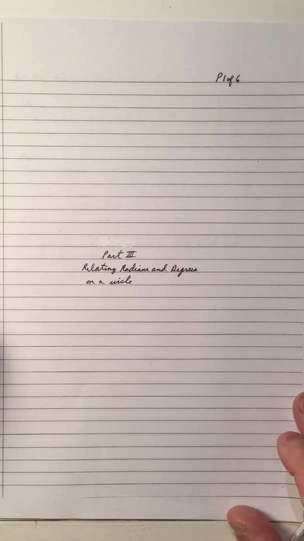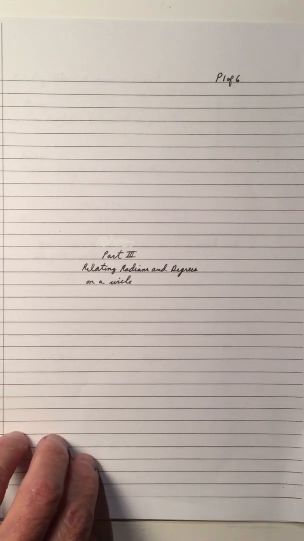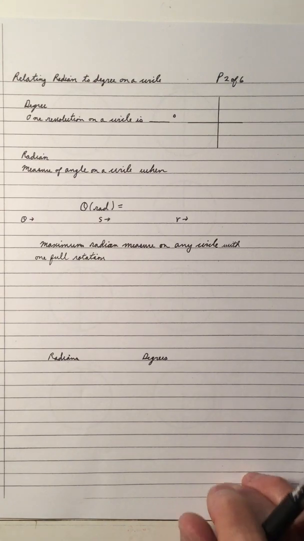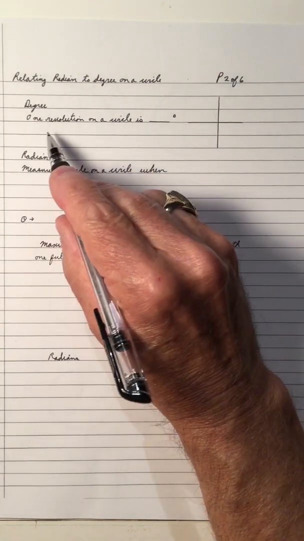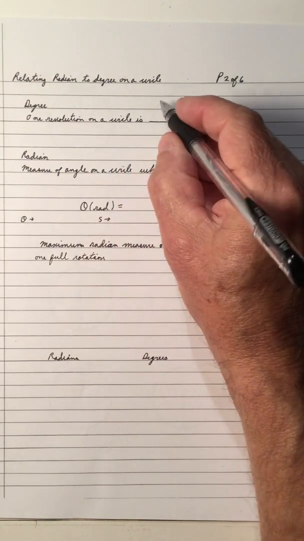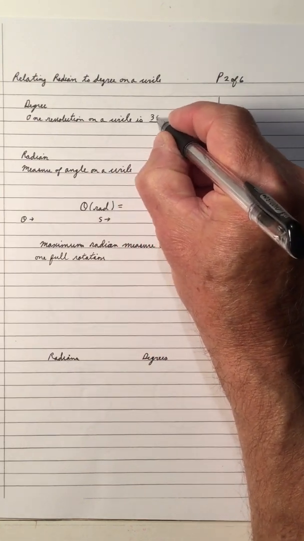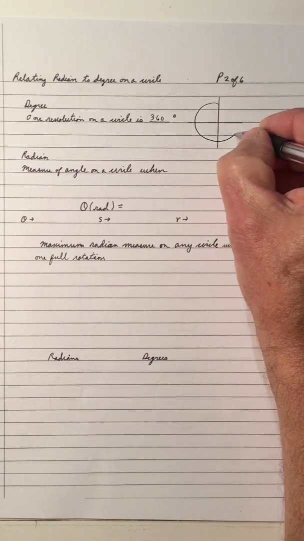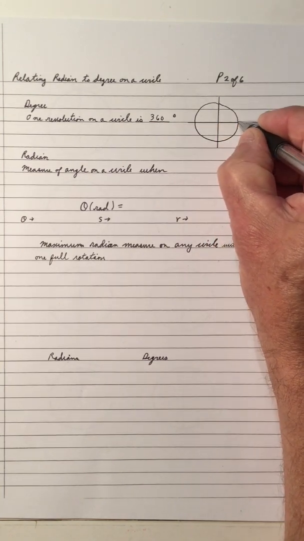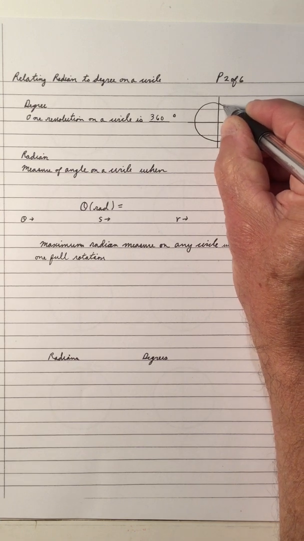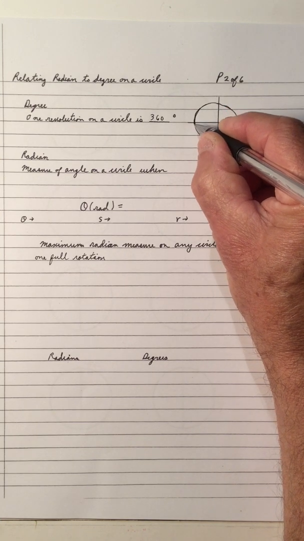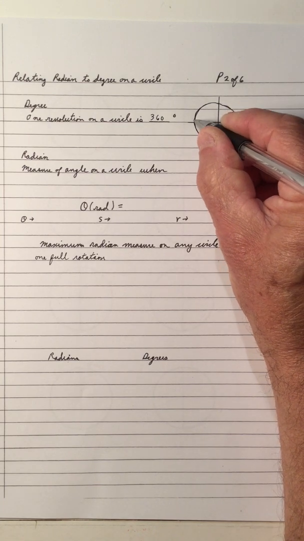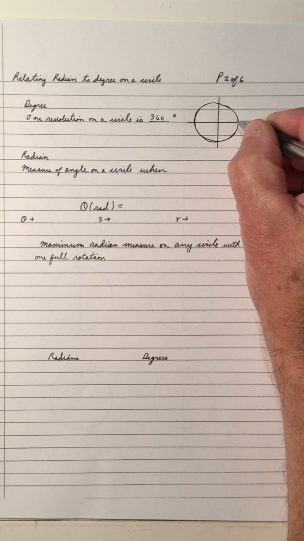I'm relating a radian and degrees on a circle. A degree is one rotation on a circle, and that is 360 degrees. So we have a circle, and we leave this point right here and rotate once around. We'll rotate 360 degrees. And notice it's 90, 180, 270, 360.